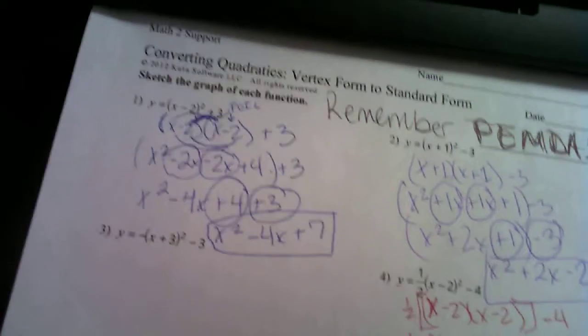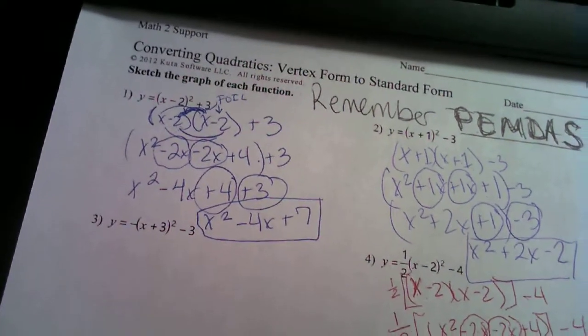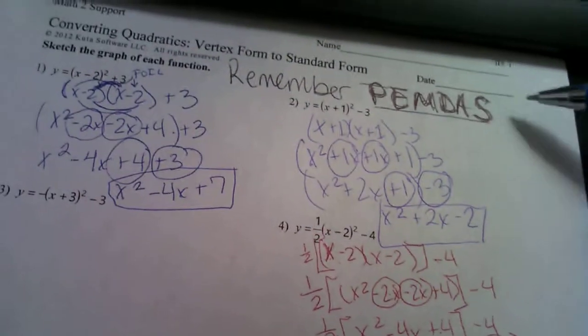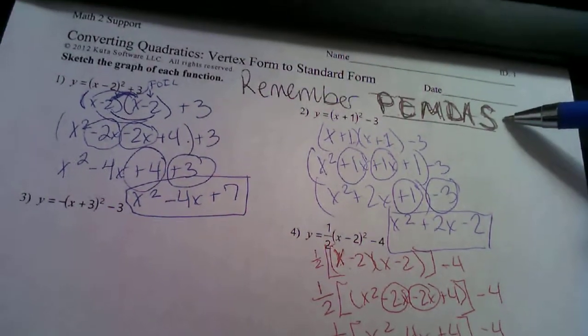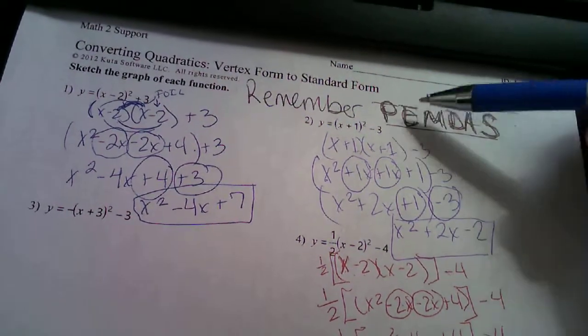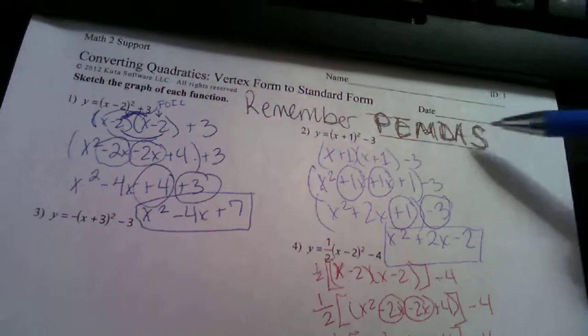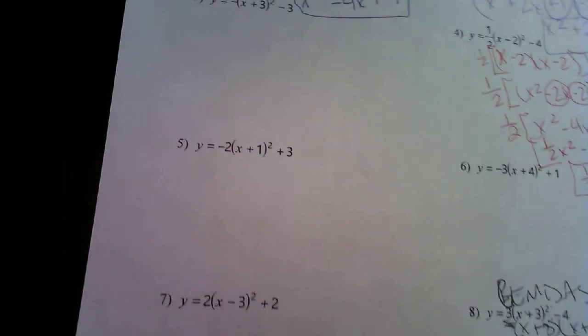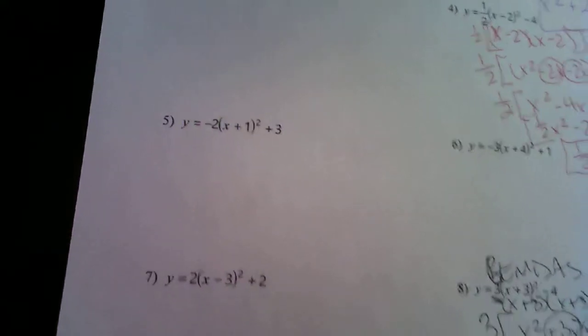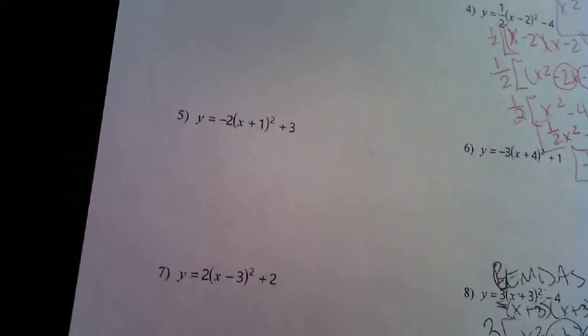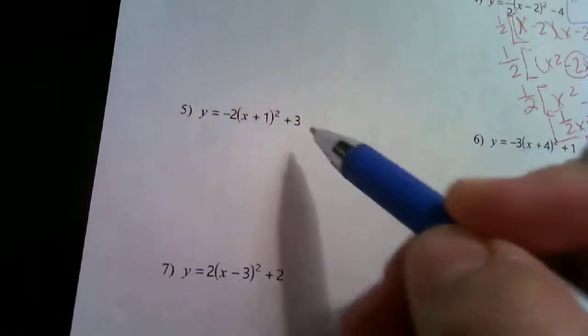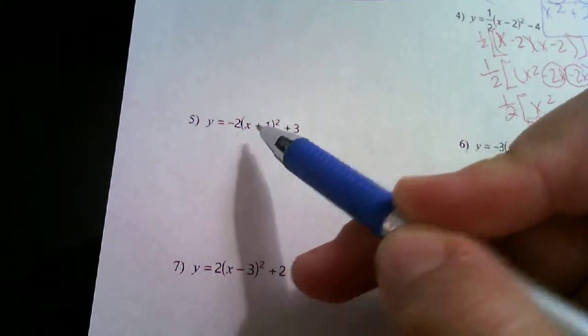Alright, we're going to be still converting quadratics from vertex form to standard form. We are going to still remember the rules of PEMDAS or GEMDAS. We have our grouping, exponent, multiplication, division, addition, subtraction. And the difference that we're going to do compared to the other videos is we are going to have a negative coefficient in front of my set of grouping.